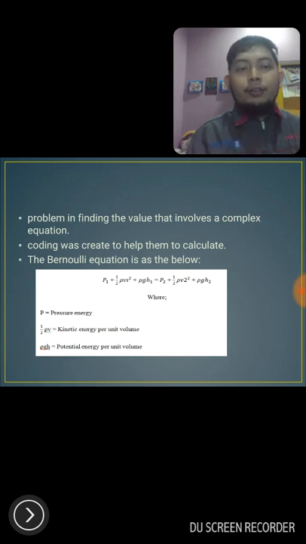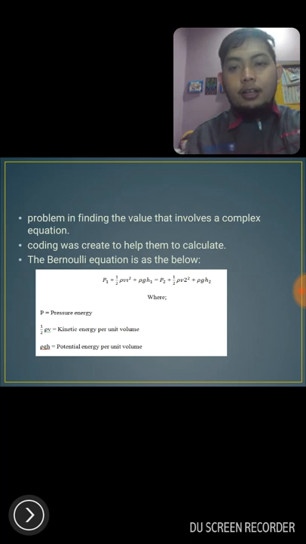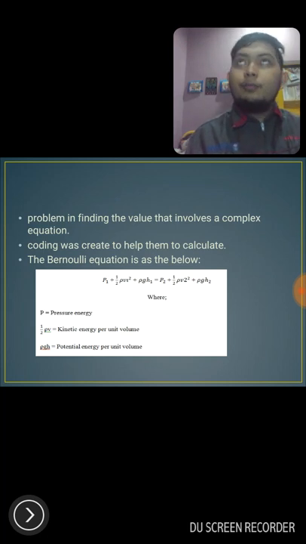The Bernoulli equation is as below. As we know, P is the pressure energy, half rho V squared is the kinetic energy per unit volume, and the last one, rho g h, is the potential energy per unit volume.